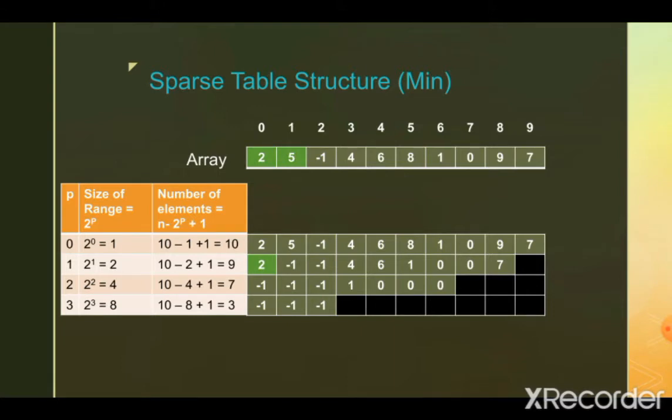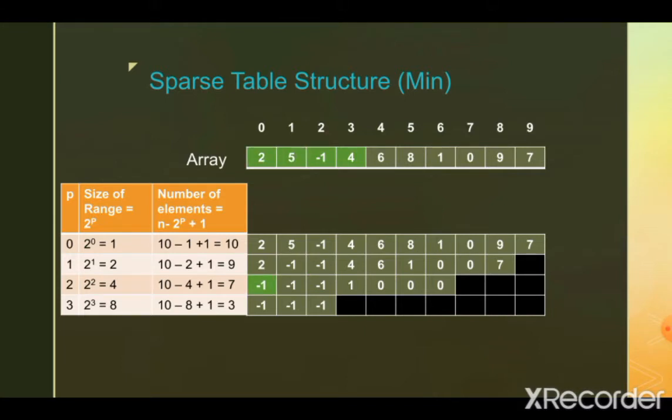The second row contains the minimum value for all possible ranges of length equal to 2 to the power of 1, which is equal to 2. The first element of the second row contains the minimum value for range from 0 to 1 as highlighted. The second element contains the minimum value for range from 1 to 2 as highlighted. And the third element of the second row contains the minimum value for range from 2 to 3 as highlighted, and so on for the rest of the elements.